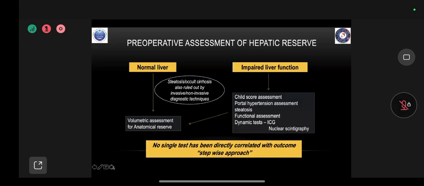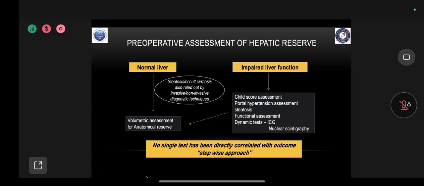There are volumetric tests which enable us to get an idea about the future liver remnant. But again, it's a volumetric assessment. It will not tell you what the functional reserve is. Obviously, the Child score is the gold standard. We use surrogate markers for portal hypertension. There are FibroScans. There are certain tests for functional assessment as well.